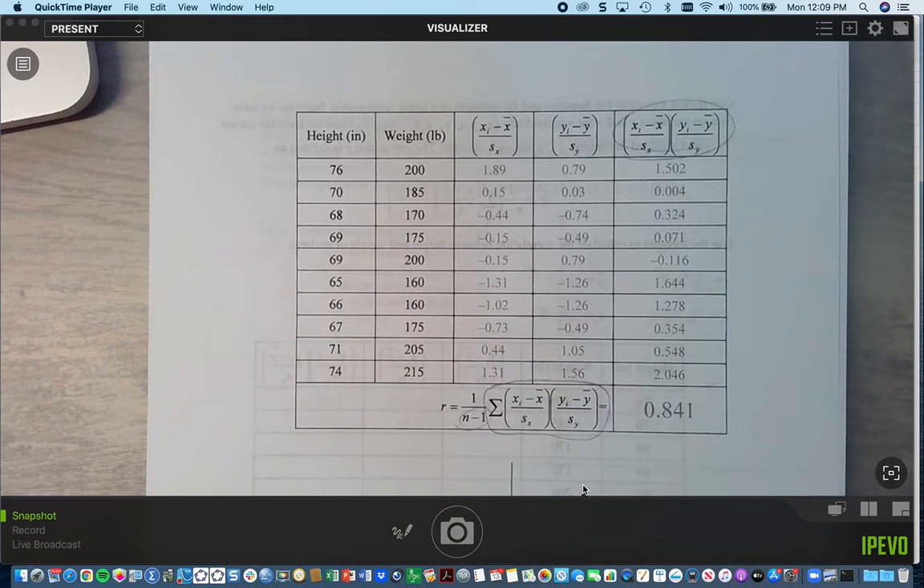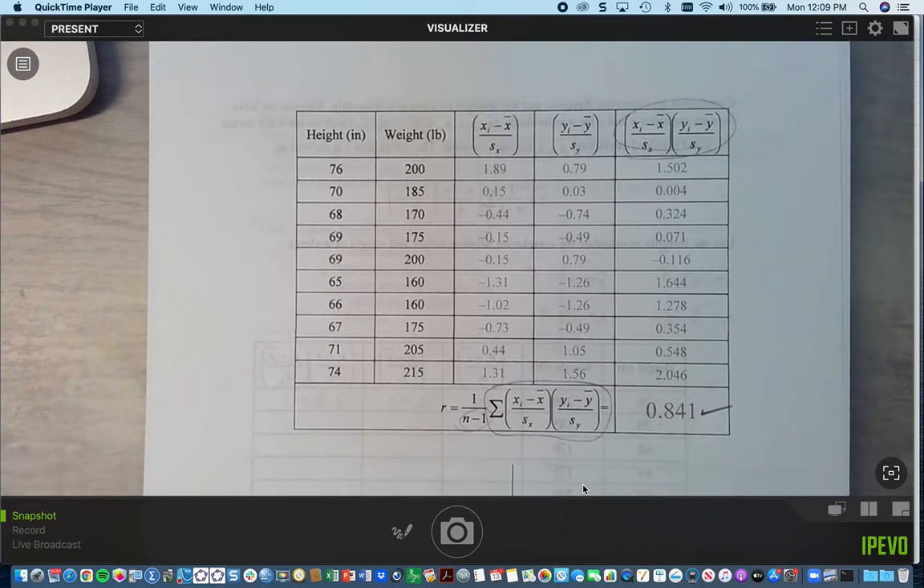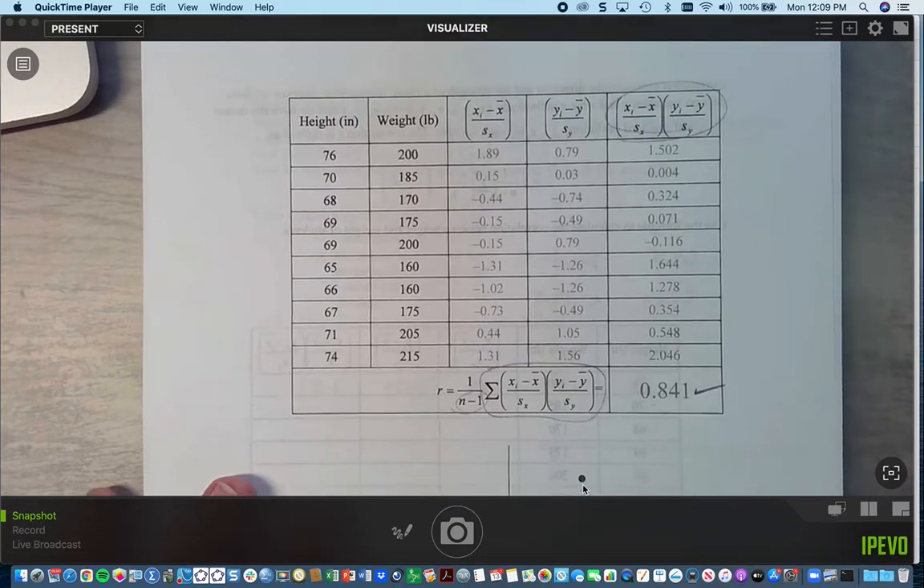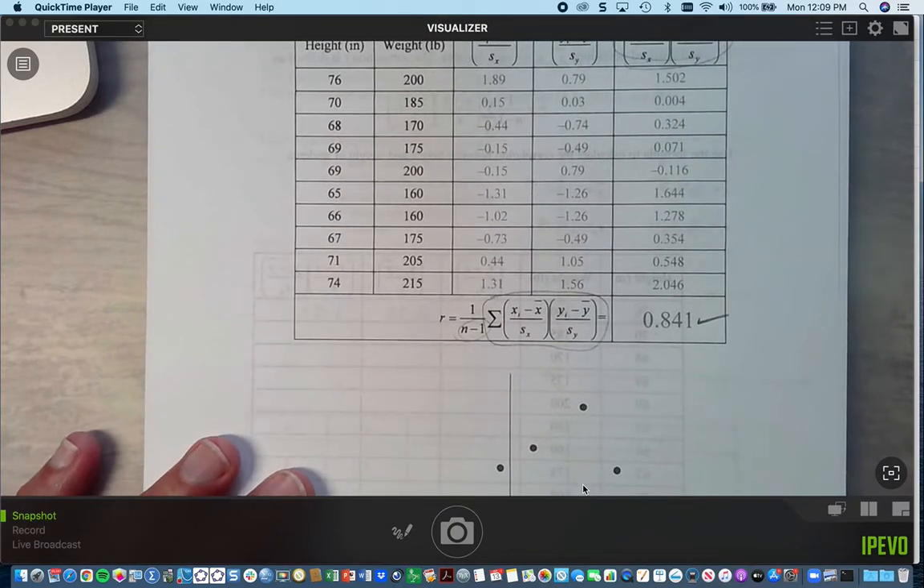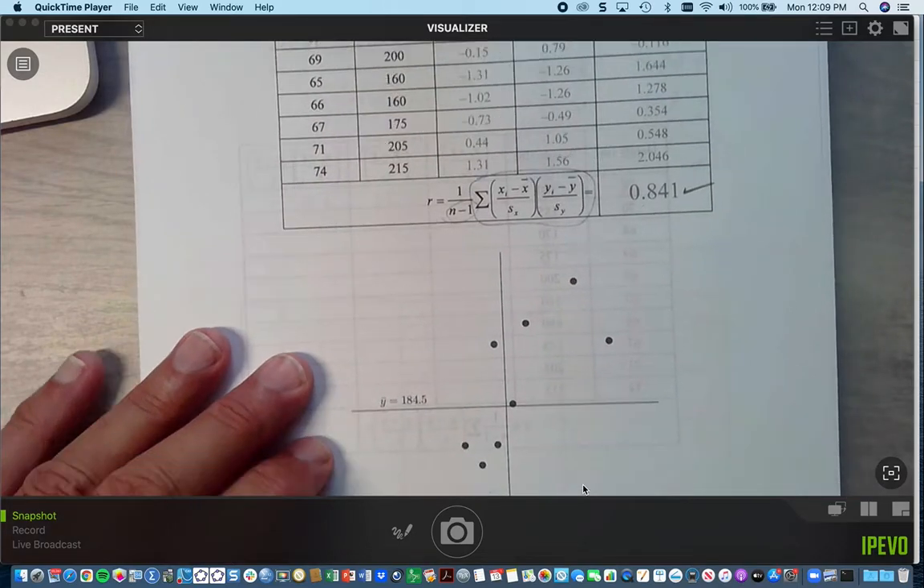Okay, and when we do that, we get a value of about 0.84. Okay, and that number is the correlation coefficient. All right, now there's a few things that you should know about the correlation coefficient, and it is on kind of a continuum.